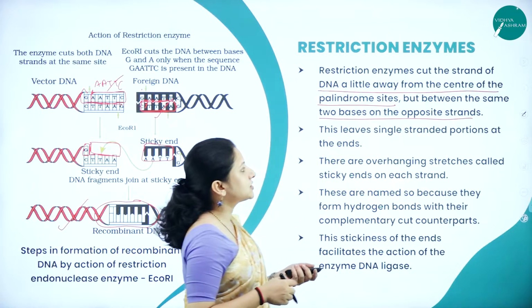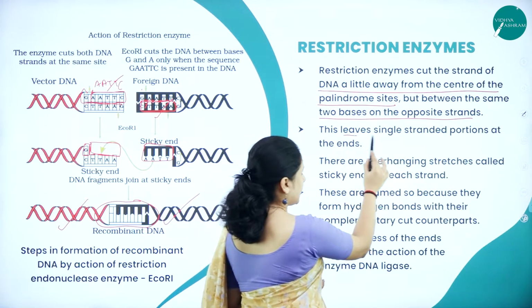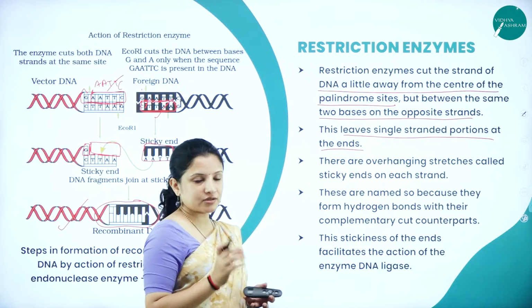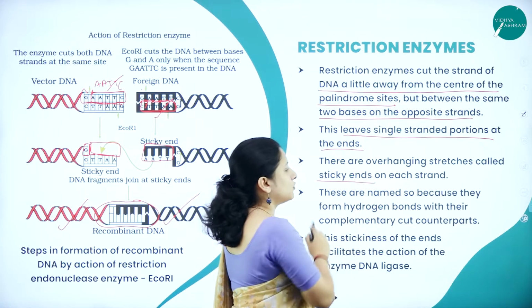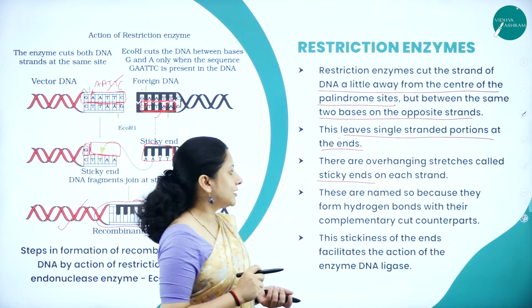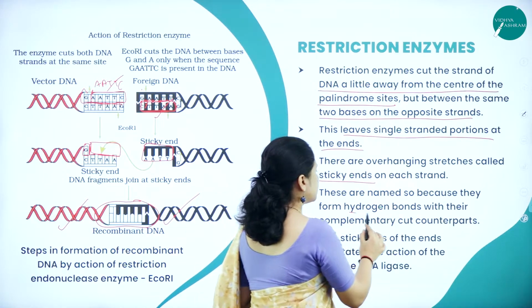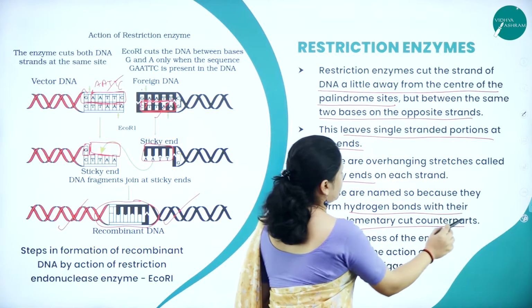So this leaves single-stranded portions at the ends. These overhanging stretches are called sticky ends. I have told you on each strand, a sticky end is left, and these are named so because they form hydrogen bonds with the complementary cut counterpart. So that is why.